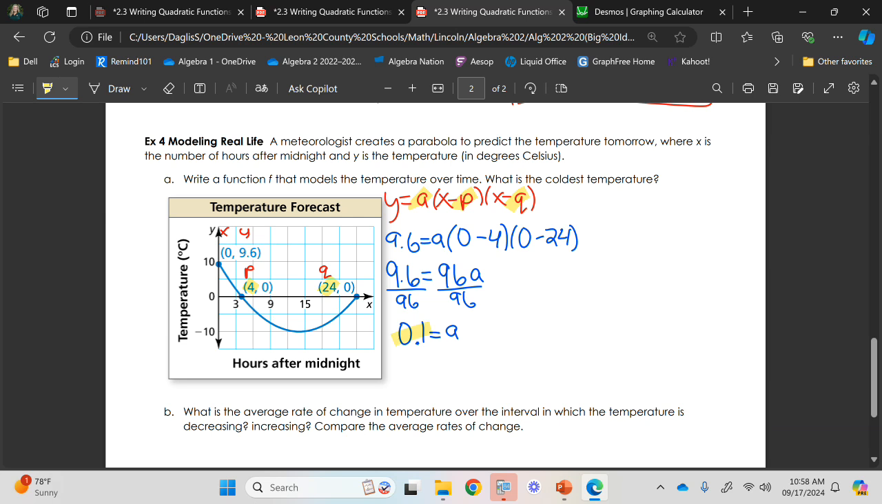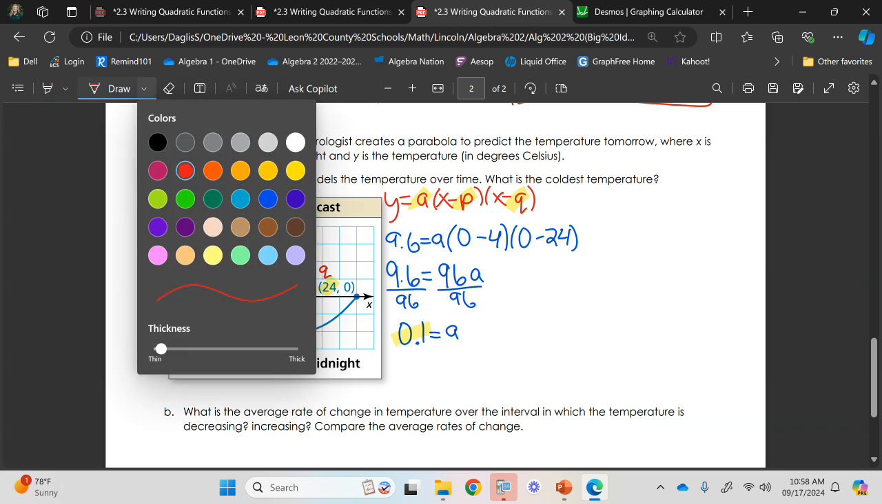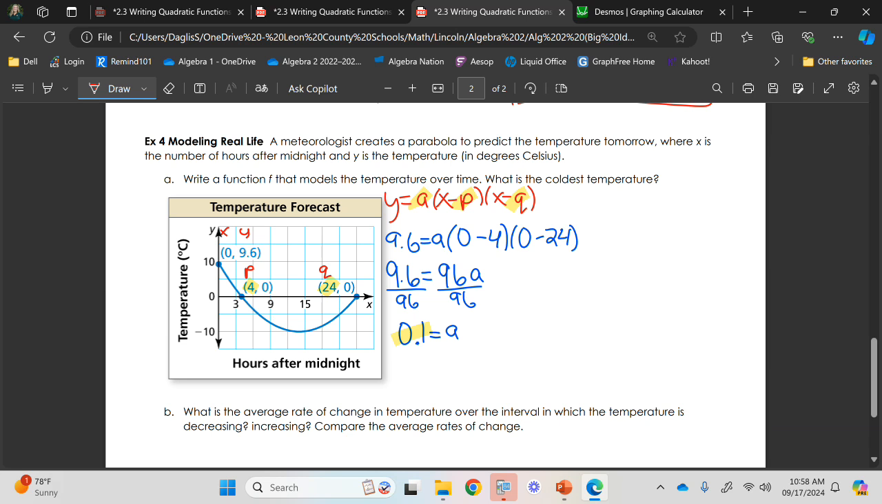We have our 3 pieces, so let's write our model. We're going to use y equals 0.1 times x minus 4 times x minus 24. So write a function. Okay, check. I did that. Now we have to use this to answer the question, what's the coldest temperature?